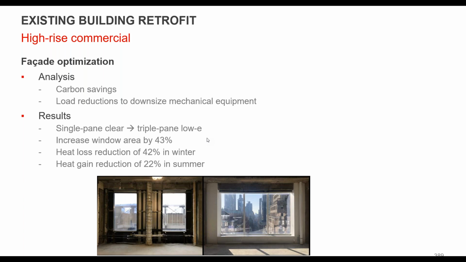So the analysis here was carbon. Again, a lot of stuff driven in New York is about Local Law 97. That's carbon emissions related. But it was also being looked at reducing mechanical equipment size. So we knew we were adding more glass. So it's going to become a glassier building. How do we still maintain the existing equipment size or make it smaller?